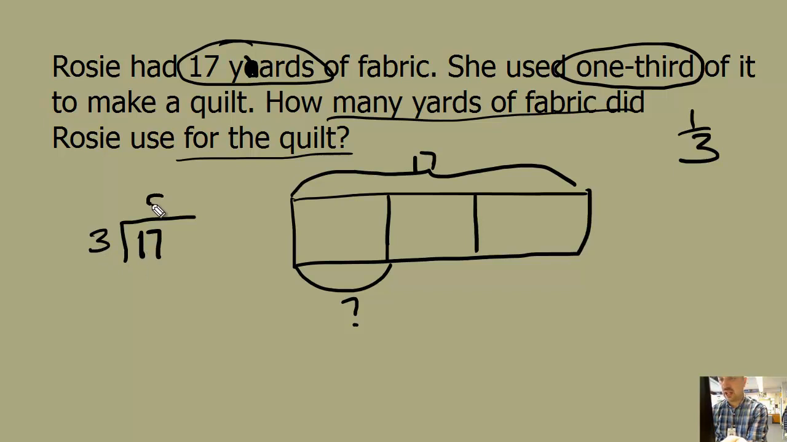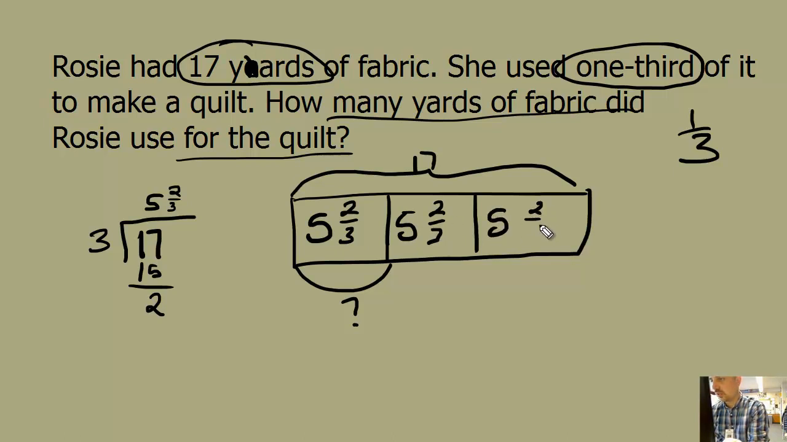Yeah, that sounds good. 5. I guessed and checked my guess. 5, and I have 2 left over. And so now I have 2 divided by 3. So I'm going to put that up here. I have 2 divided by 3. So I have 5 and 2/3. Awesome. 5 and 2/3. And this would be 5 and 2/3.